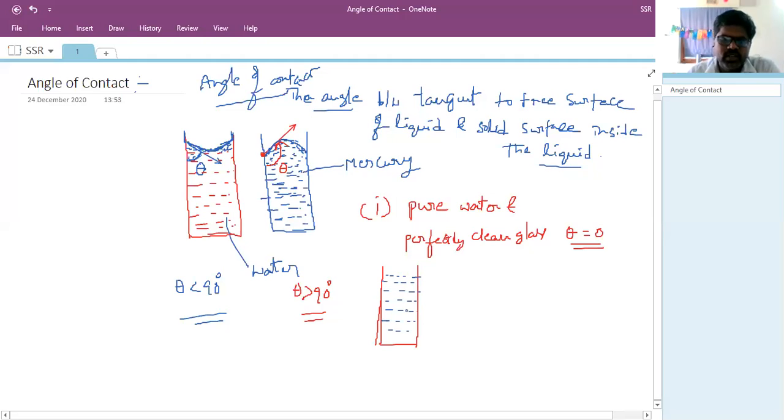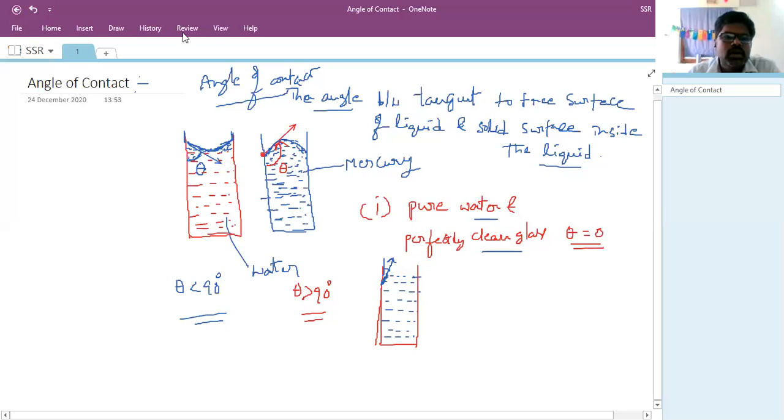Then angle of contact is 0 means this free surface will go like this, tangent to the free surface, almost parallel to the solid. It won't go concave or convex, so it won't touch at the end points. That is about pure water and perfectly clean glass. So this makes theta 0.